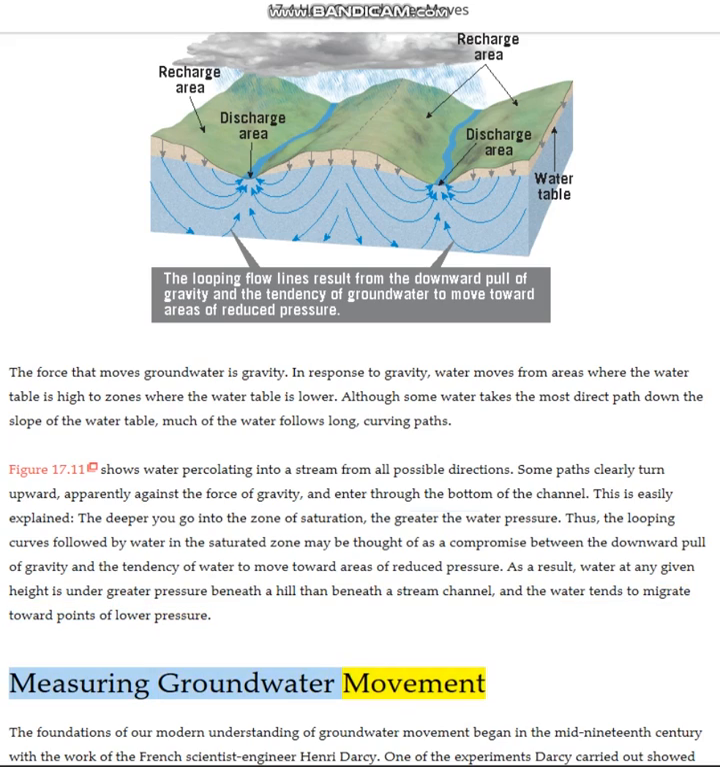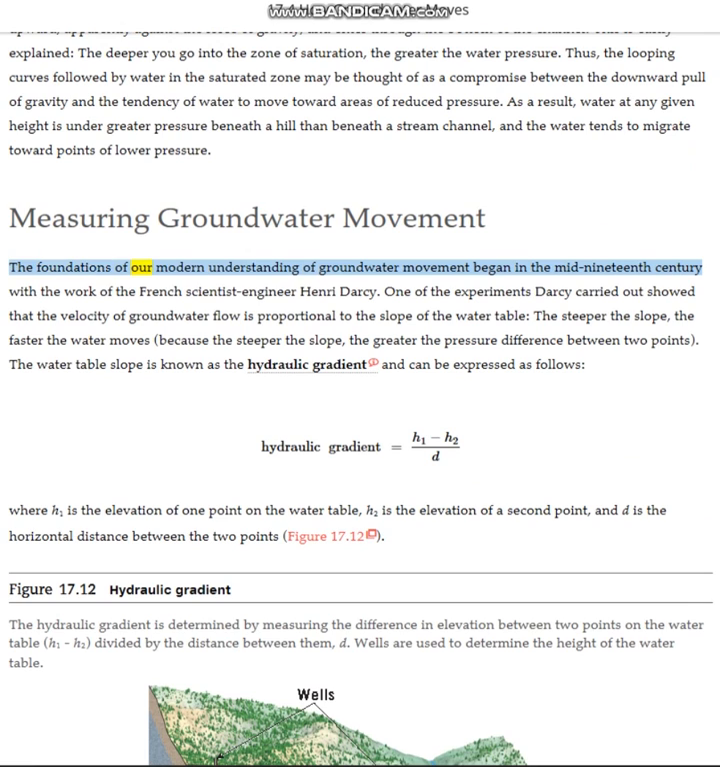Measuring groundwater movement. The foundations of our modern understanding of groundwater movement began in the mid-19th century with the work of the French scientist-engineer Henri Darcy. One of the experiments Darcy carried out showed that the velocity of groundwater flow is proportional to the slope of the water table. The steeper the slope, the faster the water moves, because the steeper the slope, the greater the pressure difference between 2 points.